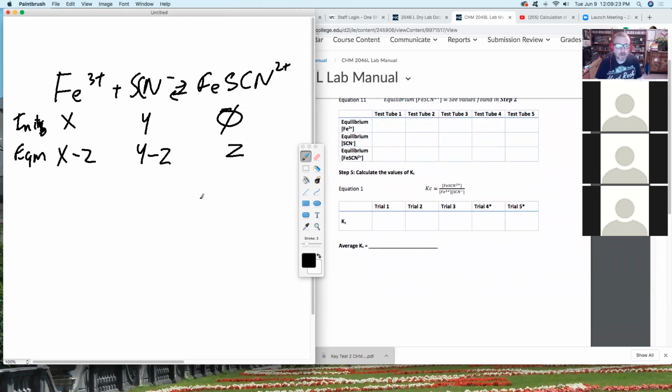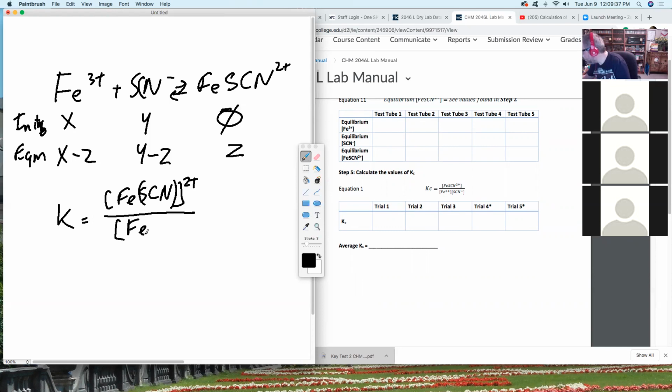And the K value is quite simply this: the concentrations all arranged in this equilibrium setup. All right, and that's all there is to it. So this one isn't particularly bad, I don't think. Does anybody have any questions about it though? Okay.